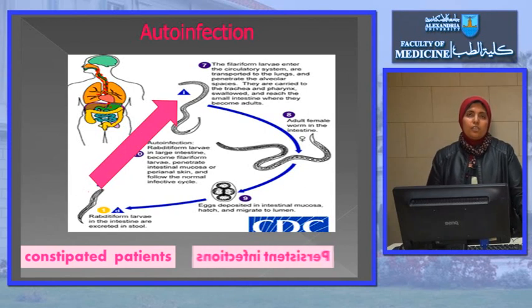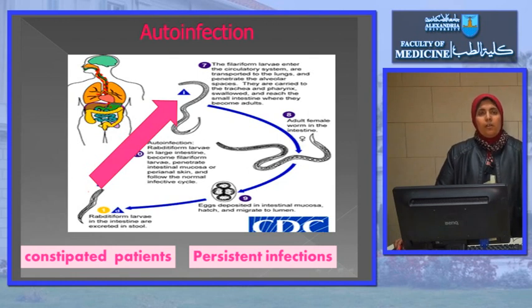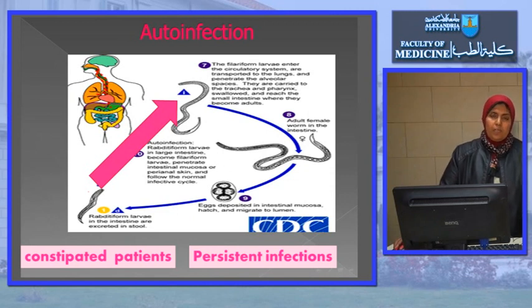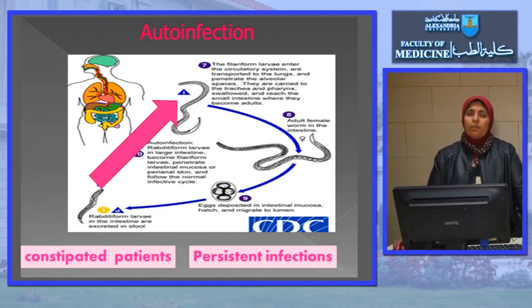In constipated patients, stool is retained for a long time inside their intestines, and that's why there is good time and good conditions for the rhabditiform larvae to molt twice inside the human's body and not outside. Inside the human's body, it will molt 2 times to form the filariform larvae. This happens only in constipated patients, and the stool is a good medium for the favorable conditions because it is moist and it has a good temperature.